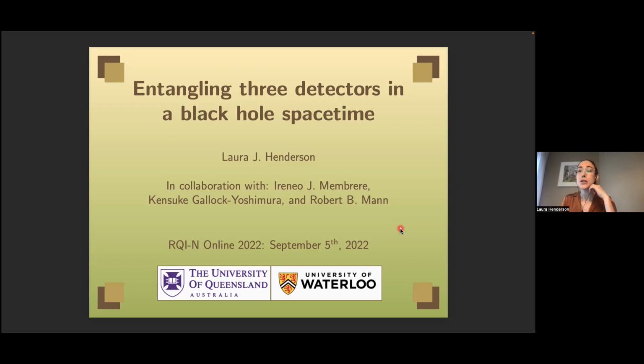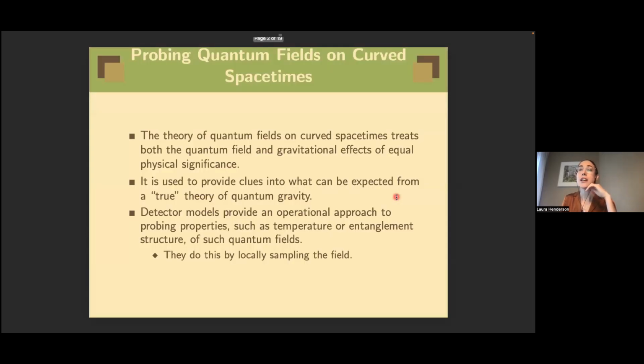My talk is entangling 3 detectors in a black hole spacetime. So why do we care about detectors? The idea is to probe quantum fields on curved spacetimes. They're nice because they treat the quantum field and gravitational effects, both with physical significance, and may provide clues on what we can expect from a true theory of quantum gravity, whatever that may be. And as I said, detector models provide an operational approach to probe some properties of fields, such as temperature and entanglement structure. They do that by locally sampling the fields.